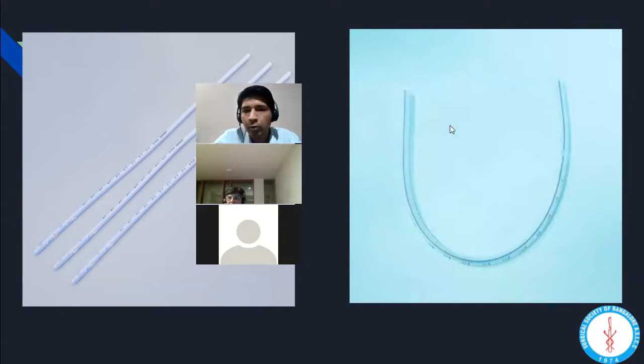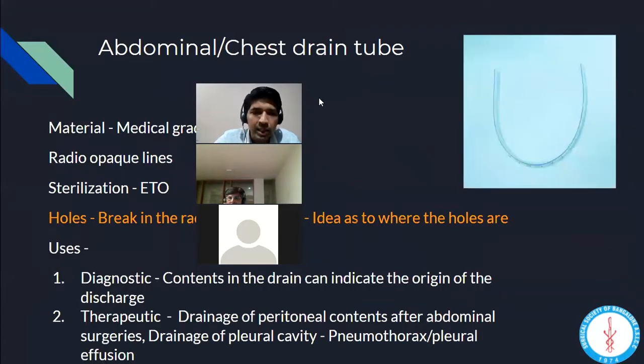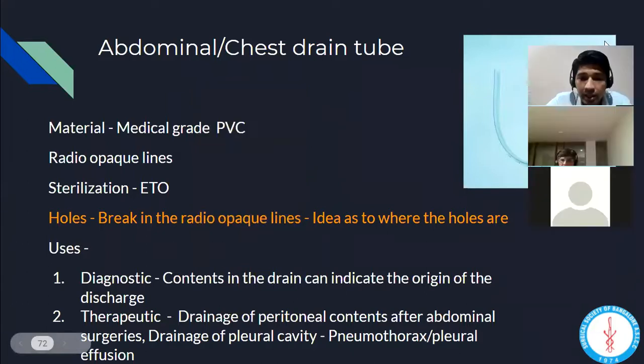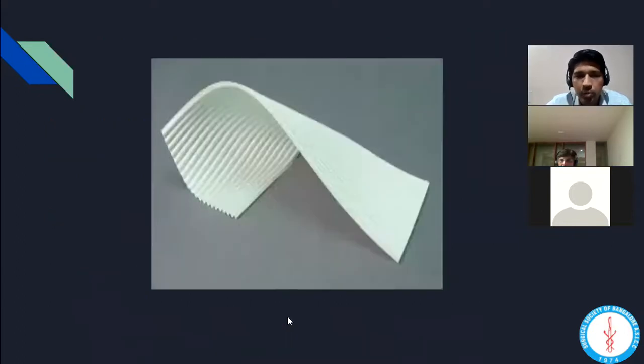So it is made up of medical grade PVC sterilized with ETO. Diagnostically, it can help you identify the origin of the contents of the cavity which it drains. Therapeutic is of course to drain the peritoneal and the pleural cavity. And you can even do pleurodesis using this tube.